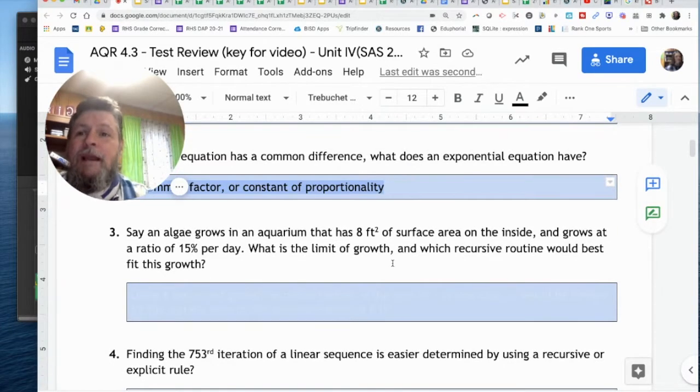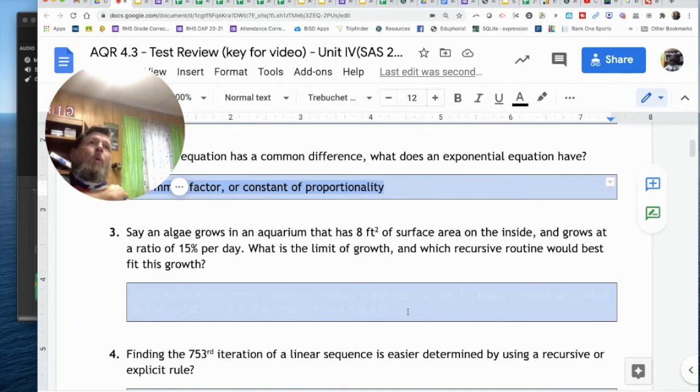All right. Say an algae grows in an aquarium that has 8 square feet of surface area on the inside, and it grows at a rate of 15% per day. What is the limit of growth, and which recursive routine would best fit this growth? The first thing we need to know is how much algae it begins with. Well, we're assuming that there's none when it starts, so the area the algae covers in the beginning is 0 square feet. But that doesn't stay the same. It changes. We have a 15% growth every day. So we have to decide which recursive routine best fits this growth.